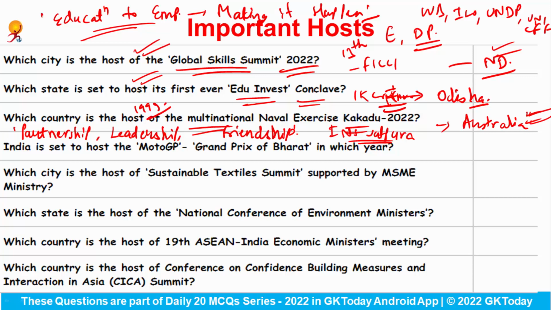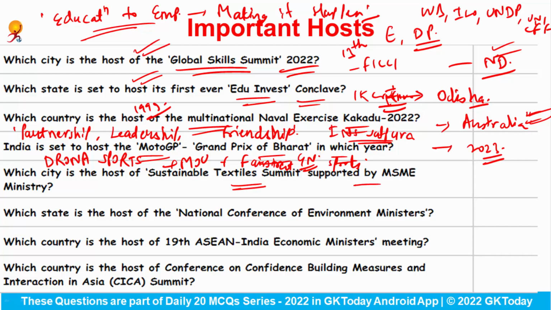India is set to host the MotoGP Grand Prix of Bharat in which year? So India will host this MotoGP Grand Prix of Bharat in the year 2023 at Buddh International Circuit in Greater Noida. Okay. So for this, Drona Sports, which is international organizer of MotoGP, signed the Memorandum of Understanding with Fair Street Sports. Okay. Which city is the host of Sustainable Textile Summit supported by MSME Ministry? So the host for this event is New Delhi.